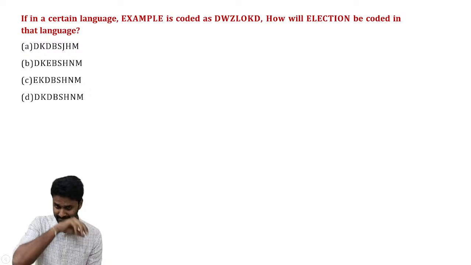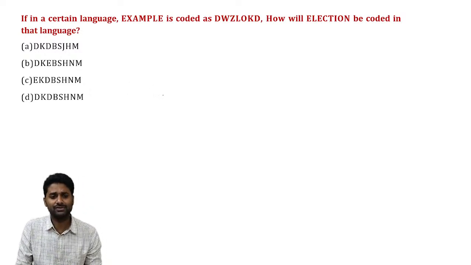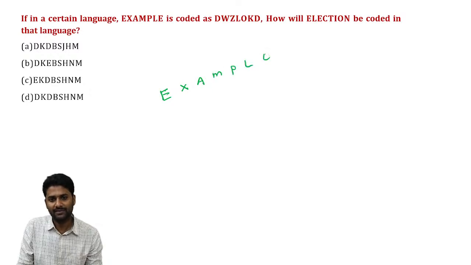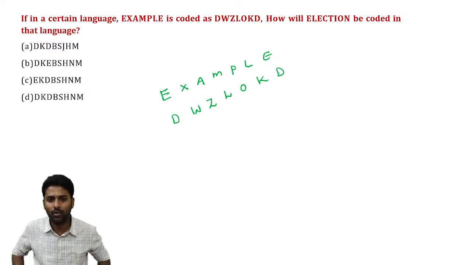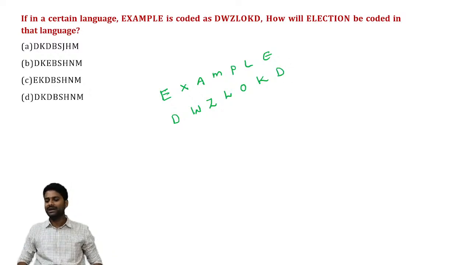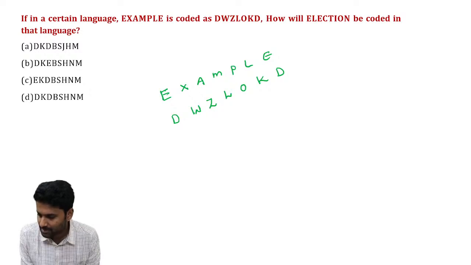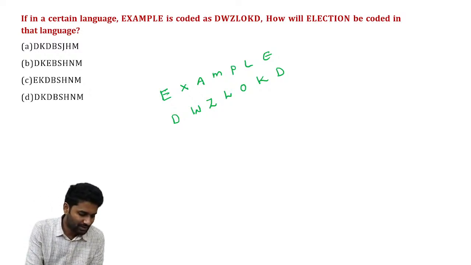Next, let's go to it. Let's see this question. In a certain code language, EXAMPLE is coded as DWZLOKD. Then how will ELECTION be coded in that language?